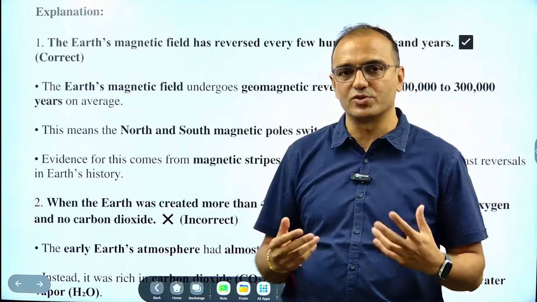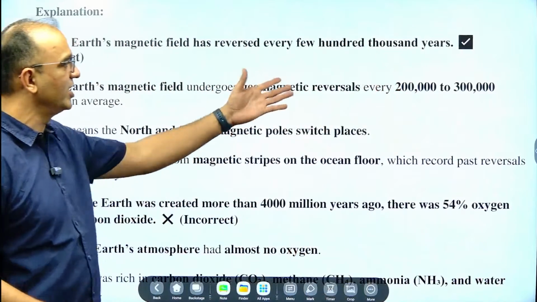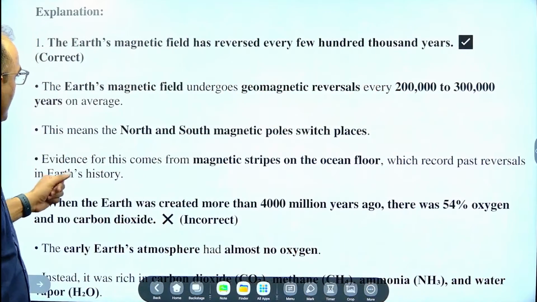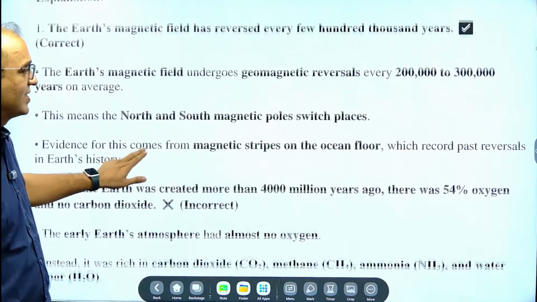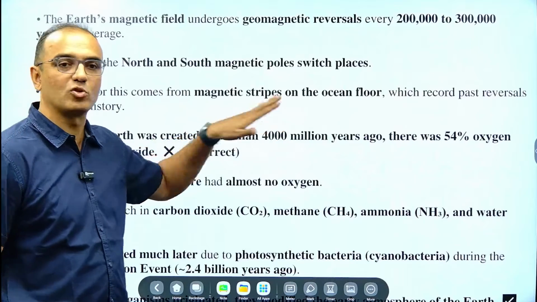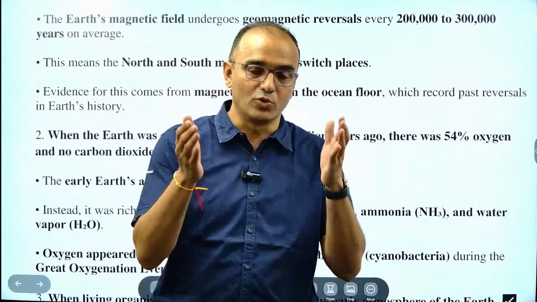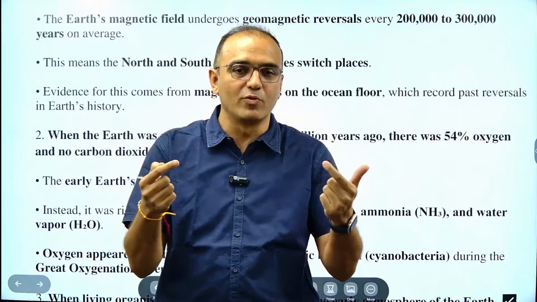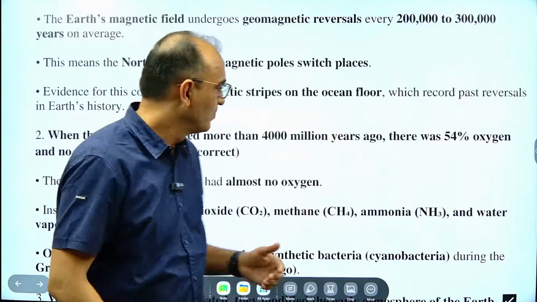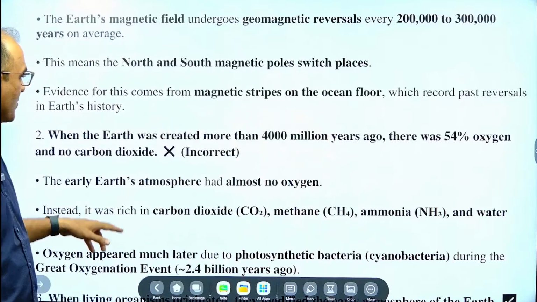That is the term that is used in geography. Geomagnetic reversals happen every 2 lakh to 3 lakh years on average. North and south magnetic poles switch their places. Evidences come from magnetic stripes on the ocean floor. That is what I mentioned, that you study your NCERT, the seafloor spreading, there is this diagram given where north and south alignment is changing, right?